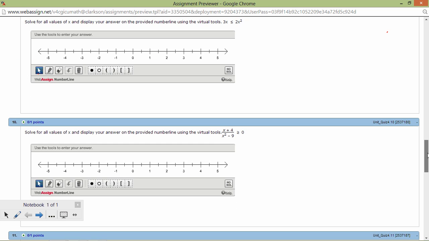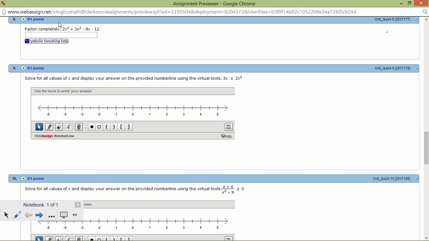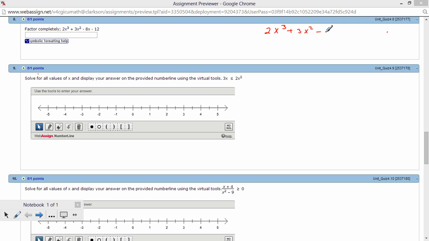And now we'll put up 8 and 9. Question number 8 is a factoring exercise. As you look this thing over, this is from Unit 1: 2x cubed plus 3x squared minus 8x minus 12. And you should remember factoring by grouping. So in the first pair, if you factor out the lowest term, if you factor out the x squared, you're going to have 2x plus 3.